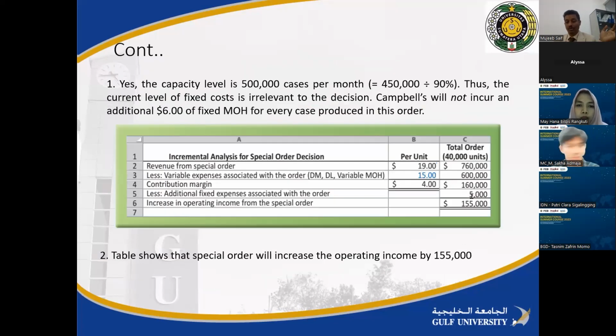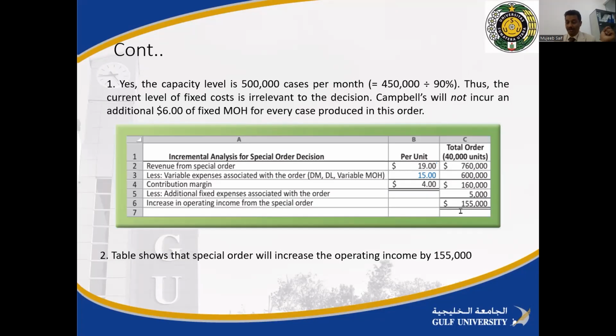So we will pay extra fixed cost here, 5,000 for designing the label for this product that we will produce and sell to this new customer. So that means operating income will increase by 155,000 if we accept this, right?